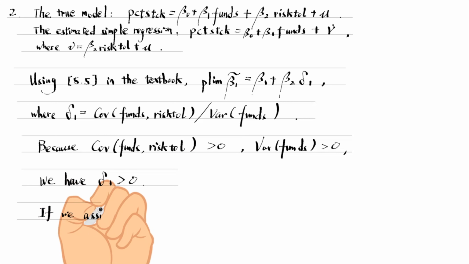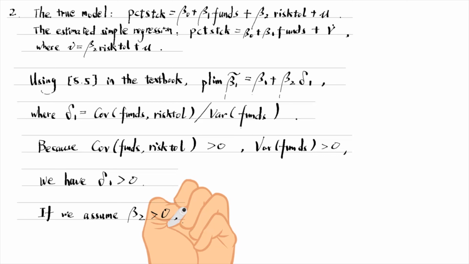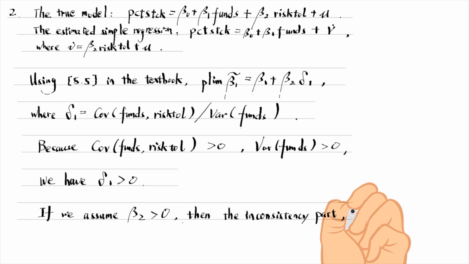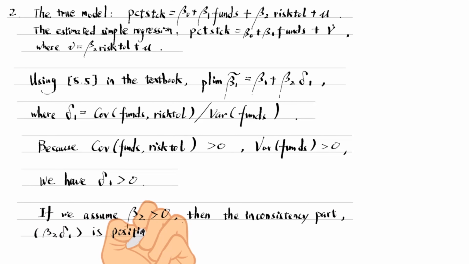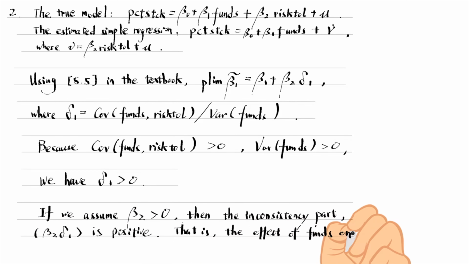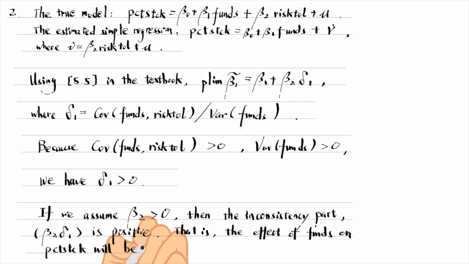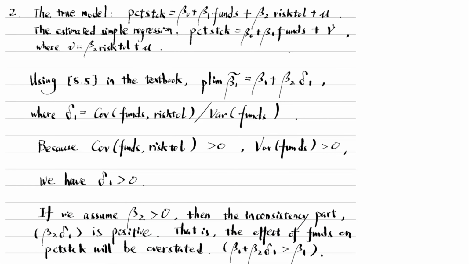Usually, a higher tolerance for risk leads to more investment in the stock market, so beta 2 is positive. Then the inconsistency, beta 2 times delta 1, will be positive. So we overestimate the effect of mutual funds on investment in the stock market.